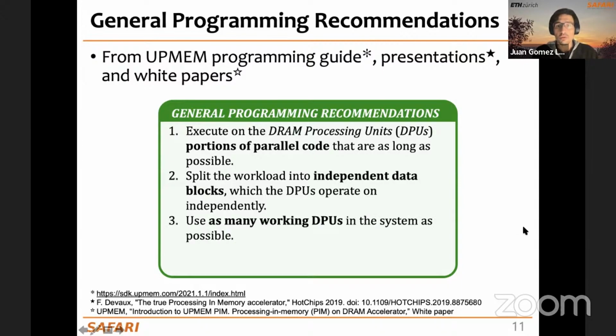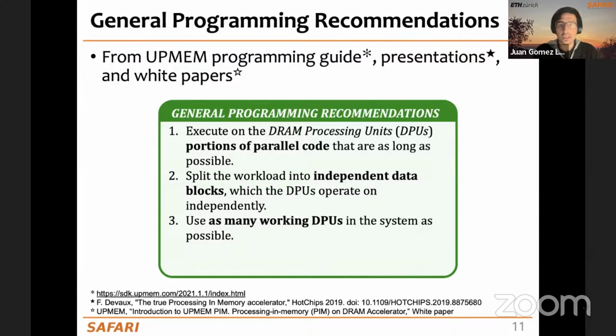The third programming recommendation is to use as many working DPUs as possible. This is something I mentioned before. If we have a system with multiple DPUs, we want to exploit as much parallelism as possible from our program. And the way of doing this is to use as many working DPUs as possible.